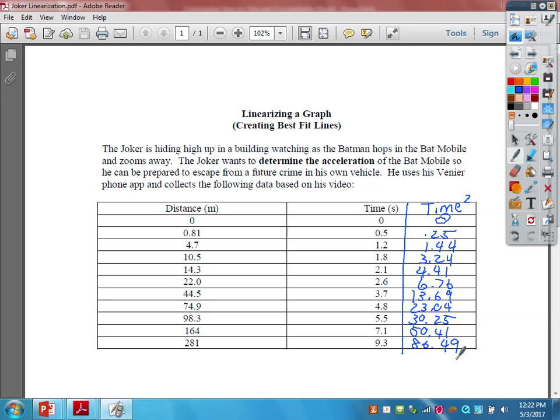I squared each of the times. Why did I do that? Because according to my equation, to make it a perfect line equation, I have to graph delta x versus t squared. Not t, but versus t squared. And if I do that, whatever is left will become my slope. I should get a straight line.